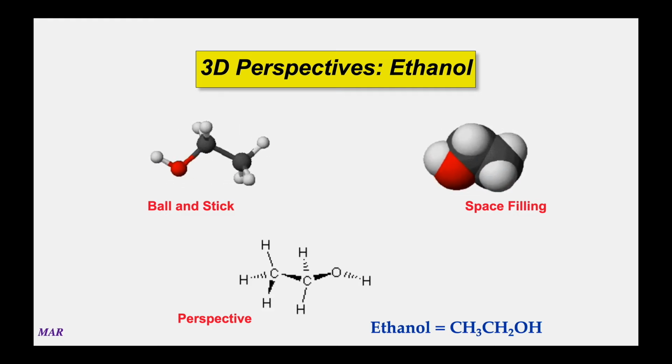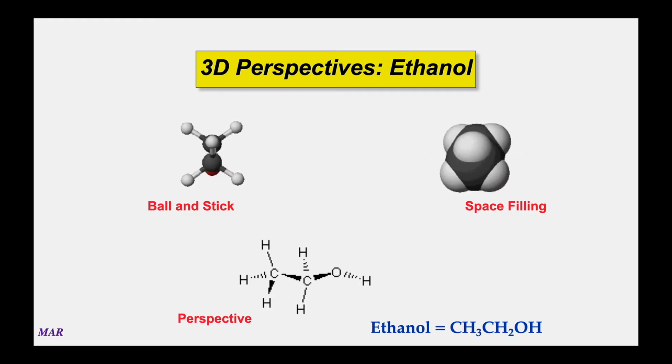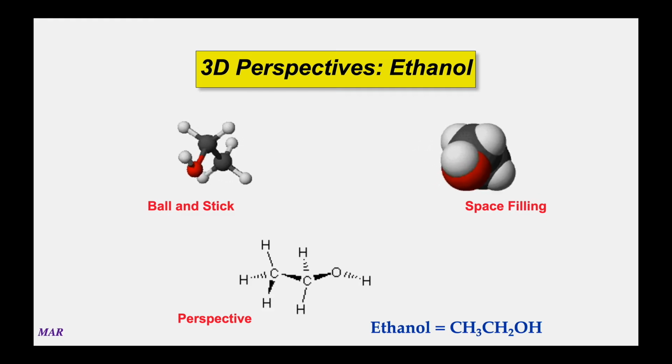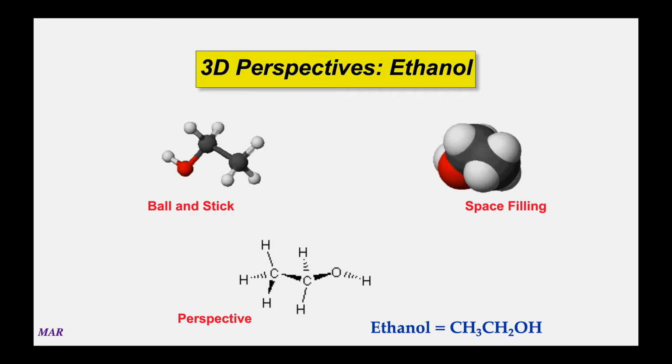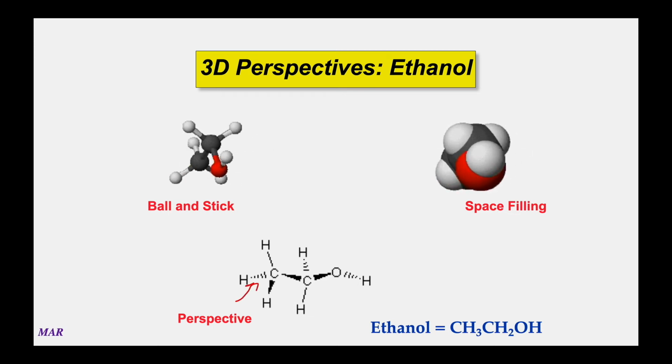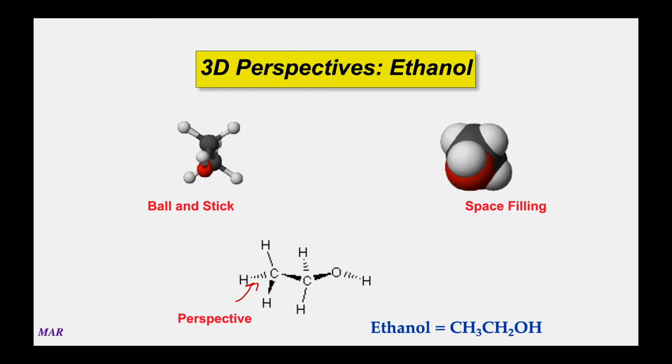Perspectives are sometimes used as well. They used to be really popular, but now the ball and stick with the right kind of programs are easier to make, but you will sometimes see it. In a perspective drawing, the little dotted lines, those are hydrogens that are going into the page of the screen, if you will, into the piece of paper.